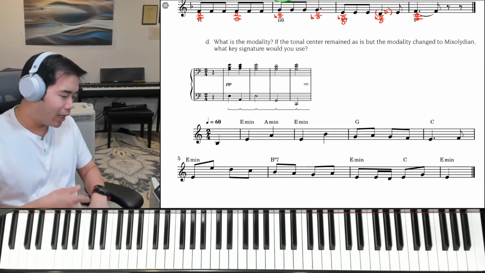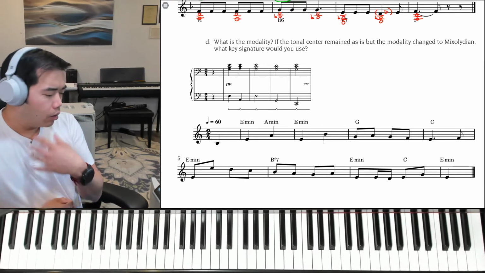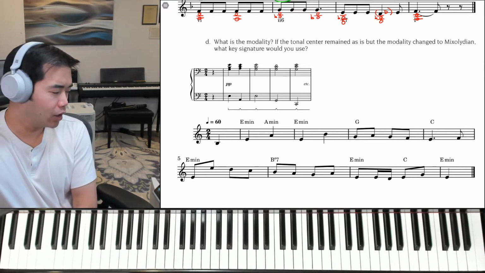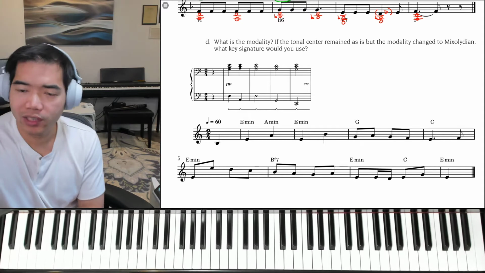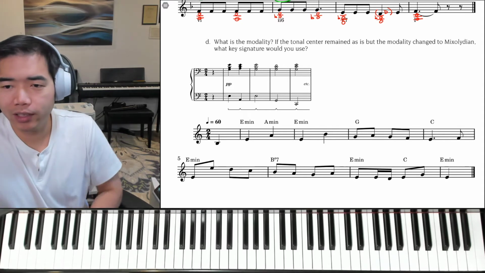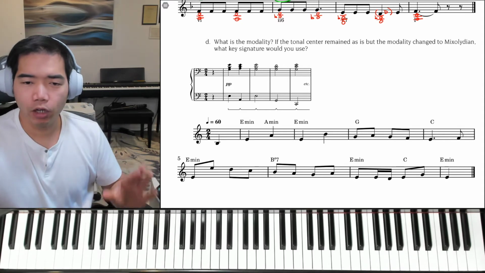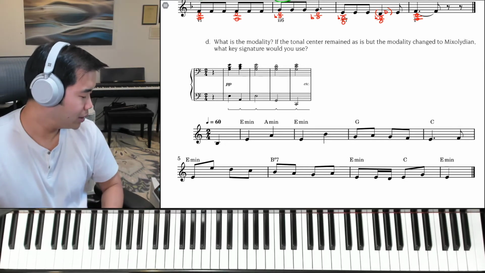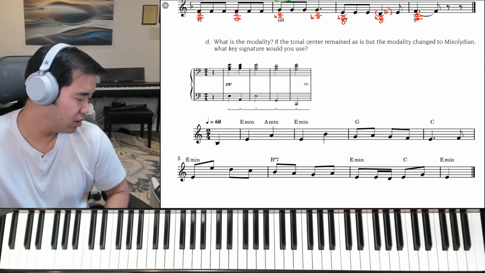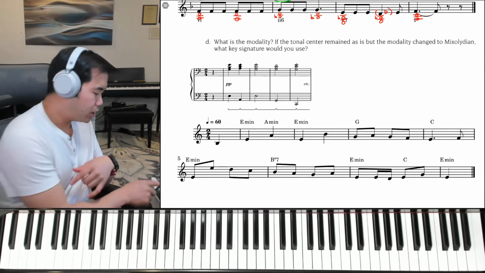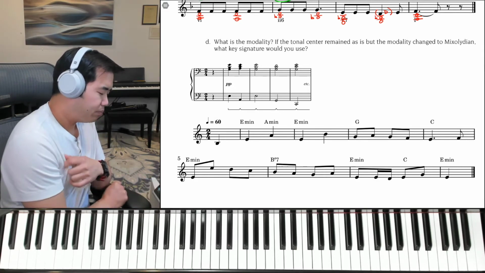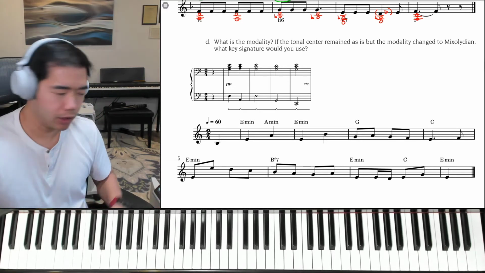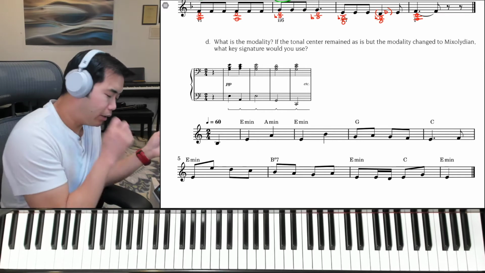So it's asking what the modality is. Now, to determine modality, the first question you want to ask yourself is, what is the tonal center? Now, tonal center is defined by the key note that sounds like the home note. Okay? And a good way to do this is to look for starting and ending pitches. If we see we start on B, we end on an E, in this case I would like to think that that B is actually acting as a dominant. Okay? So the tonal center is E here.